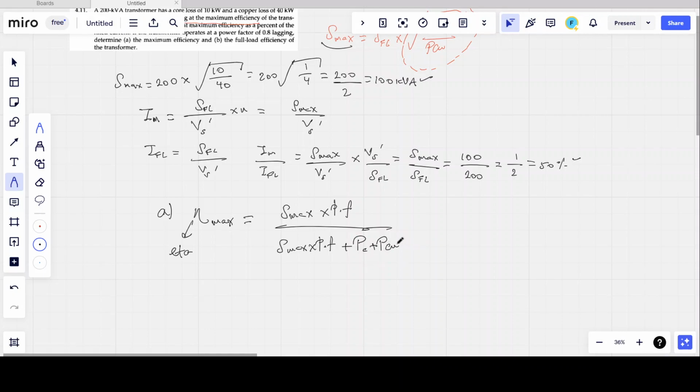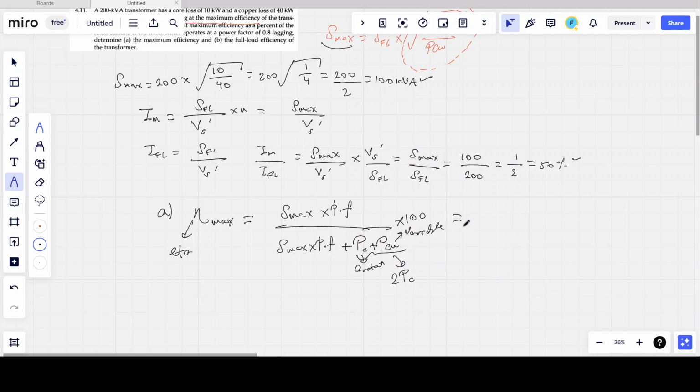So what we do is, this PCU is variable, right? This PCU is variable. This PC is a constant value. So since PCU is variable, we can adjust PCU such that it is equal to PC. That's why when we are dealing with maximum efficiency, we just call these two guys, since they are the same, 2PC, right? So we adjust PCU such that PCU is equal to PC for maximum efficiency. And then I multiply this by 100.